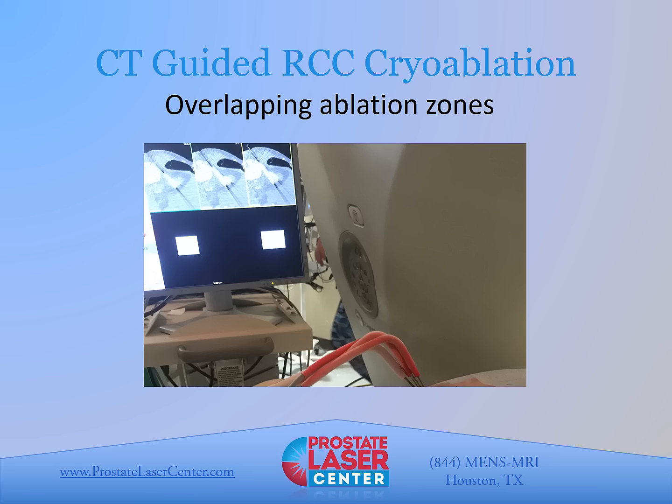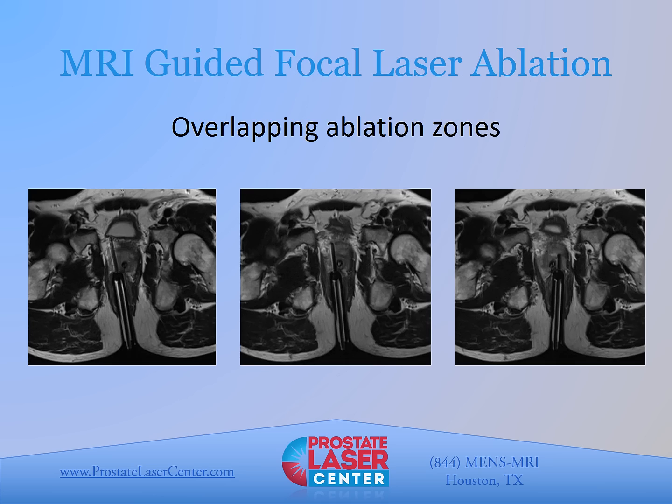This was a challenging case. It was an upper pole lesion right under the lungs. We had to tilt the CT gantry about 20 degrees, use 4 probes, but we were able to get overlapping ablation zones to cover the entire cancer without damaging anything else in the process. And I applied that same interventional radiology technique to this prostate cancer.